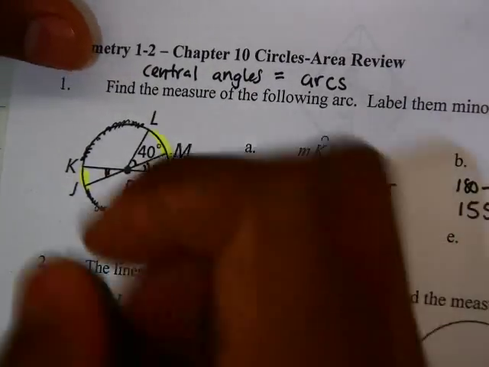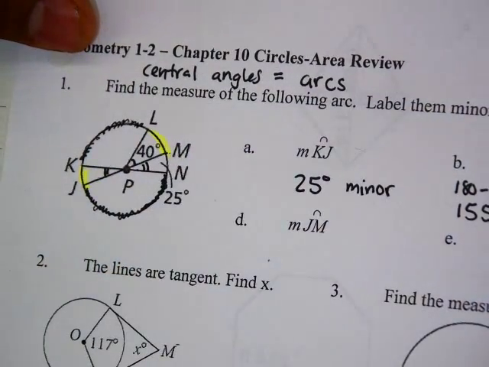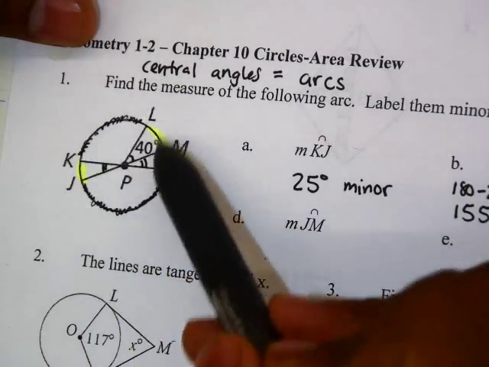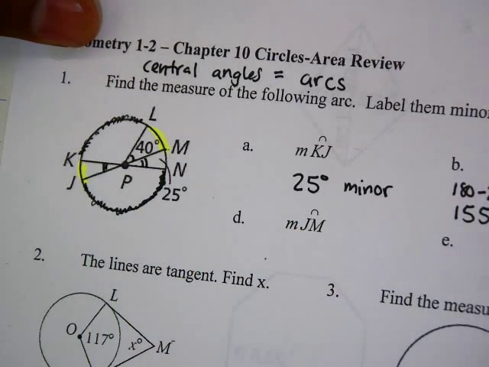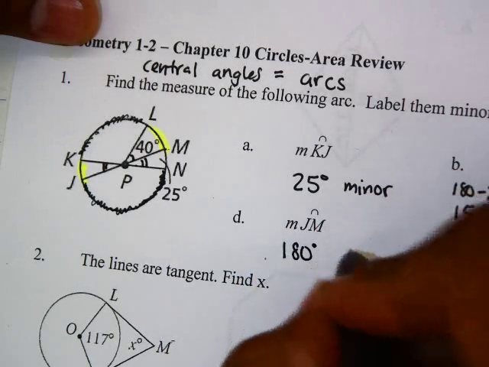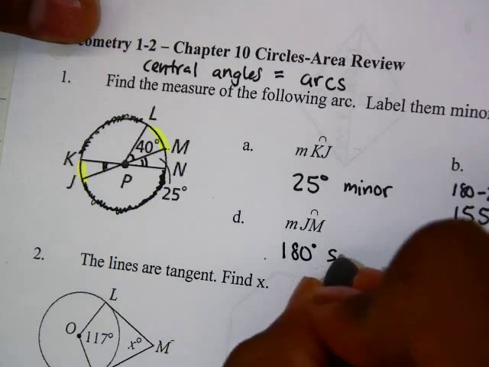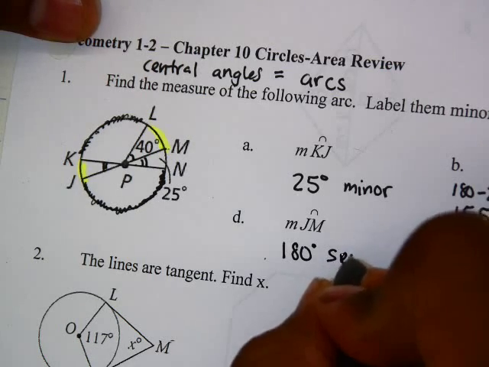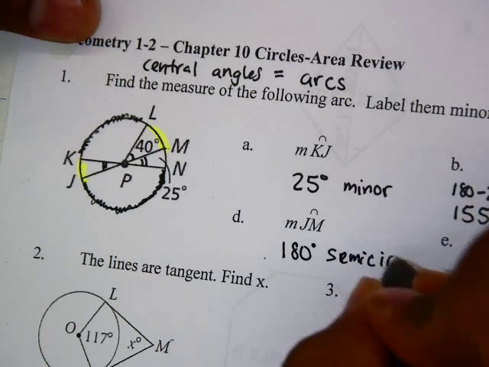Arc JM goes from here to here. And it doesn't specify which way to go, across the top or across the bottom. The shortest distance is the same there, but it doesn't matter since it's half a circle, and half of a circle is 180 degrees. The word for half a circle is semicircle.